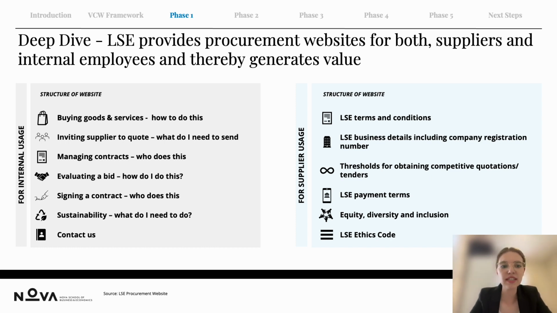And what you can see here is the structure of these websites and what the purpose of these websites is. They implement them because people that are in contact with the procurement department get access to all the information they need. They can download documents, they can download templates, and of course, in case there are questions, they can always contact the procurement department. However, a lot of questions are already answered beforehand, which actually saves the procurement department a lot of time.